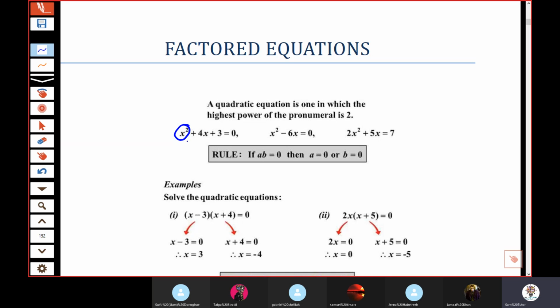But after you factorize, it's pretty easy. So the hardest skill is factorizing, not the solving. So the rule is pretty much this.